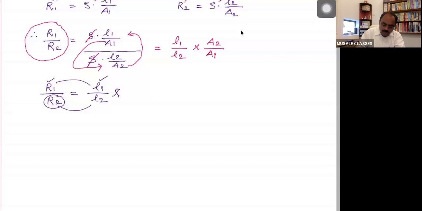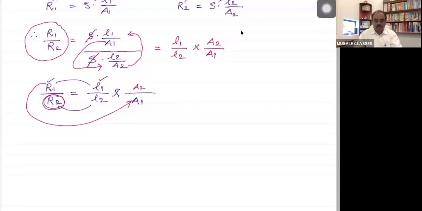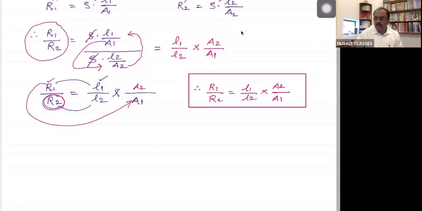Into, R1 is inversely proportional to area, so R1 is in numerator, therefore A1 will be in denominator. R2 is in denominator, therefore A2 will be in numerator. That is how you get it. So thus you get R1 upon R2 as L1 upon L2 into A2 upon A1. This is a very important formula. You will have direct questions in 11th standard about this, and some questions in CET or NEET are already asked on this. So we can write that down.